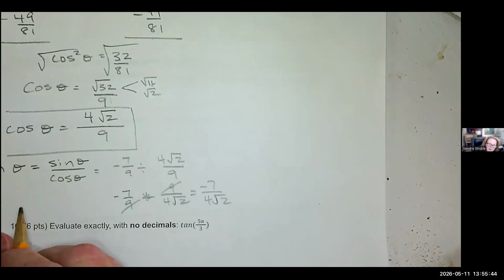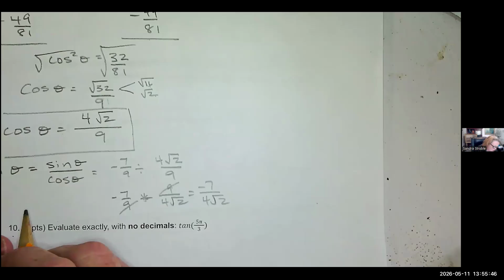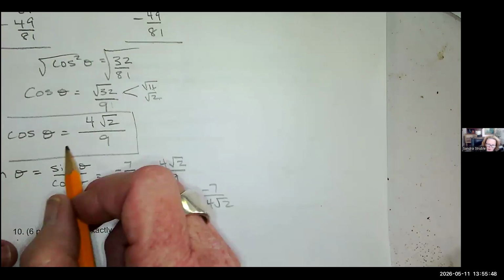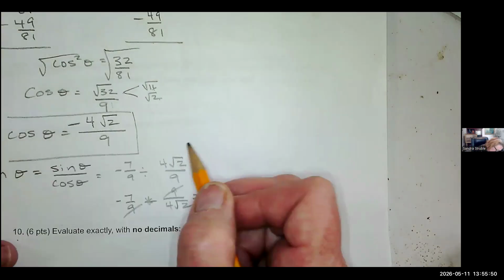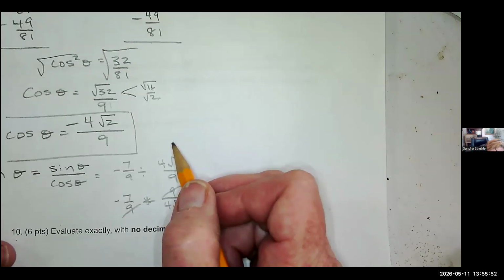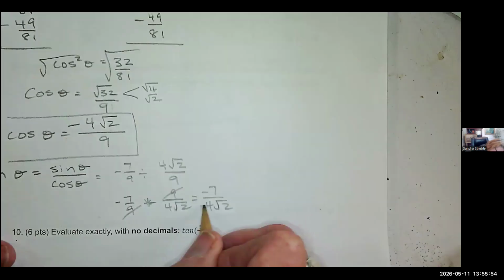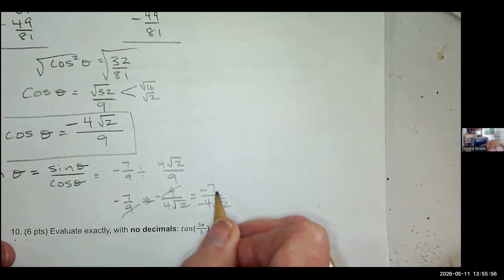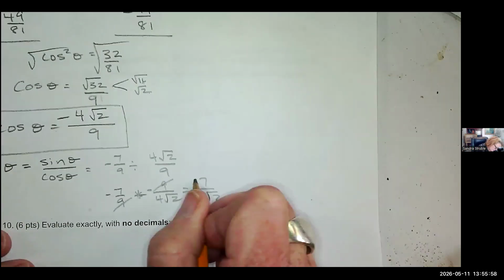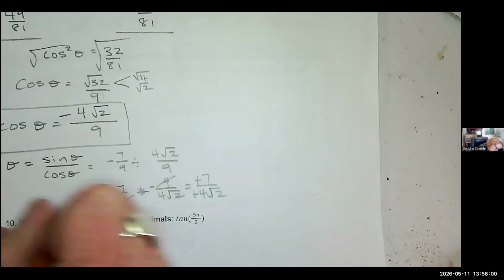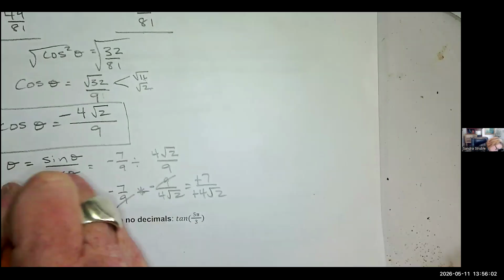I need to go ahead and do my sign for cosine. Cosine's negative in quadrant 3. The only two things that are positive in quadrant 3 are tangent and cotangent. So this should be, let's just fix this now. So it should be positive. So tangent of theta is 7 over 4 square root of 2.